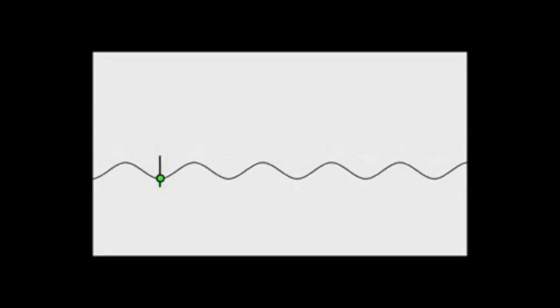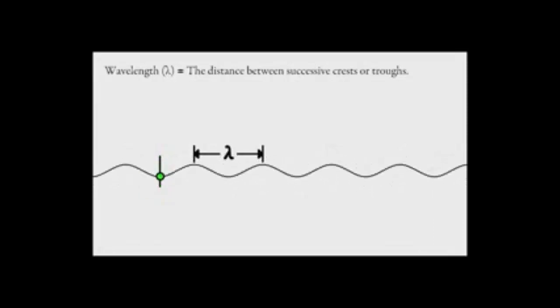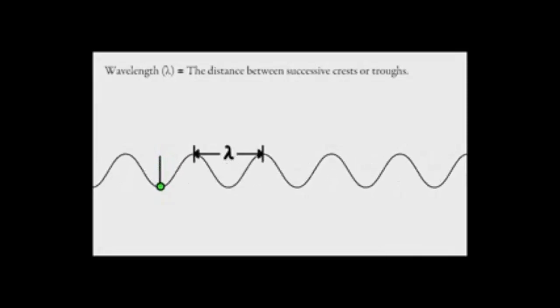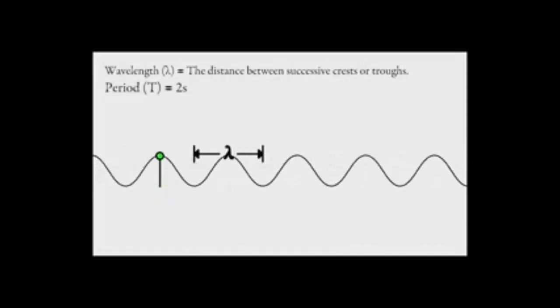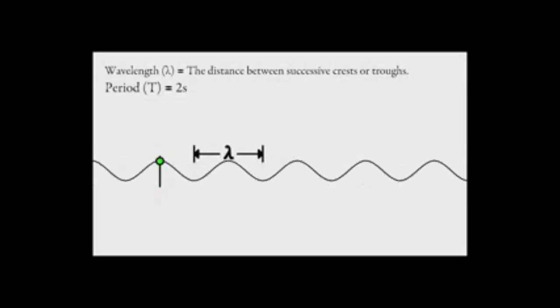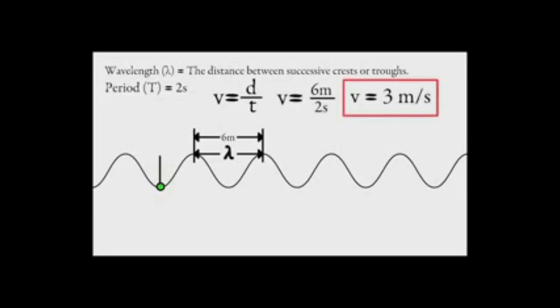So, how do we determine the speed of a wave? Well, we can measure the distance of the wavelength, which is measuring from crest to crest. And we can also get the period, the time it takes to complete one cycle. So the wavelength in this case is 6 meters. And since the period is 2 seconds, we can use the formula V equals d over t to calculate the speed. 6 meters is covered in 2 seconds, so the velocity is 3 meters per second. Box that up, and we're done.